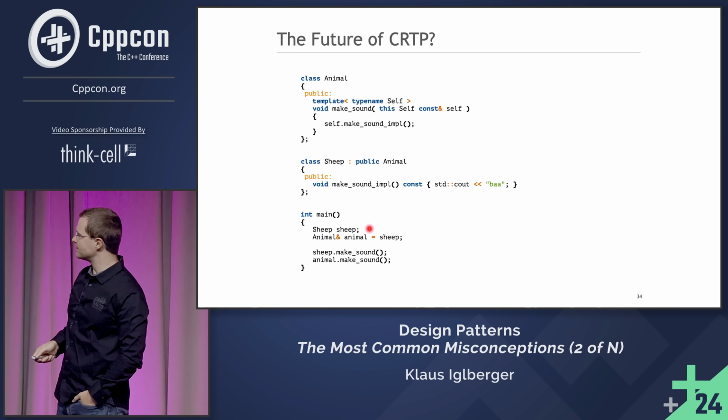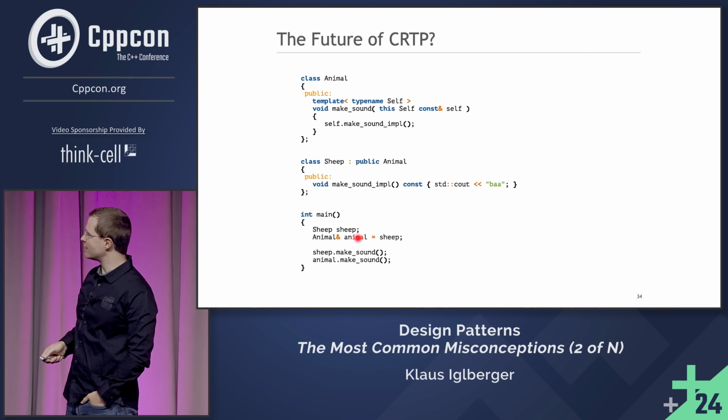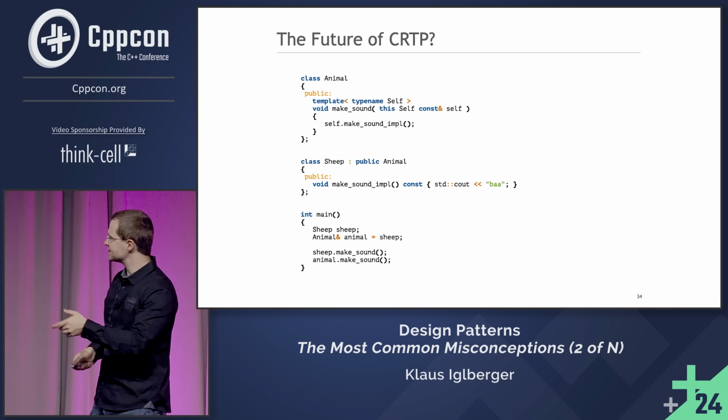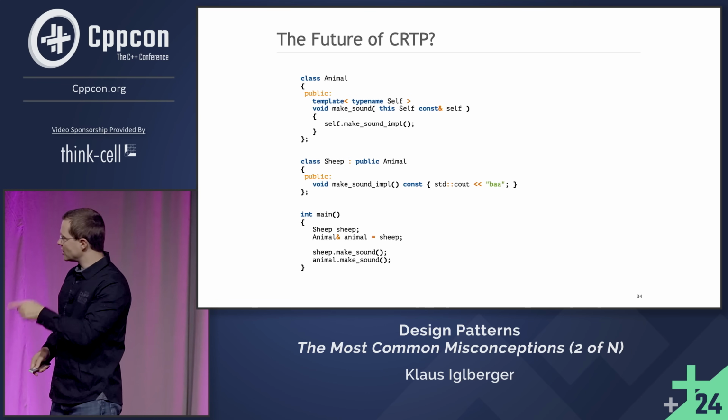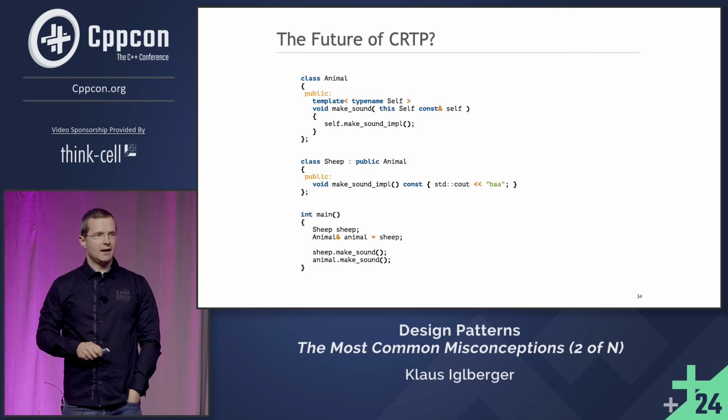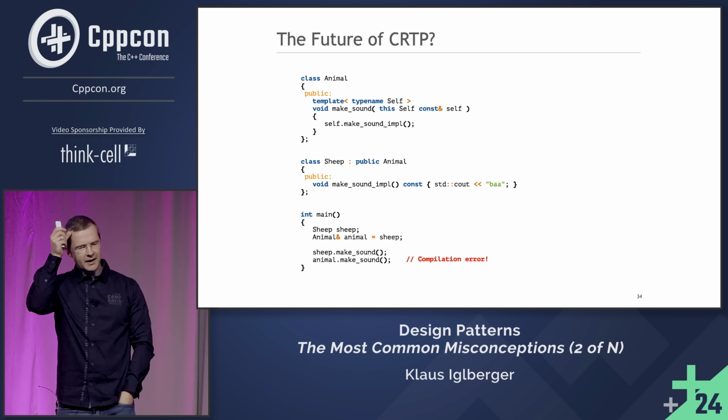Good. Now I create a sheep. I might assign this to a referenced animal. After all, it's a base class. On sheep, I call makeSound. Works. I call makeSound on animal, and it doesn't compile.